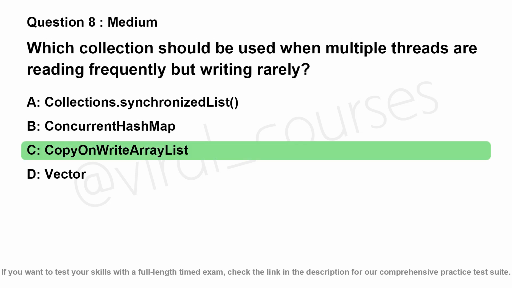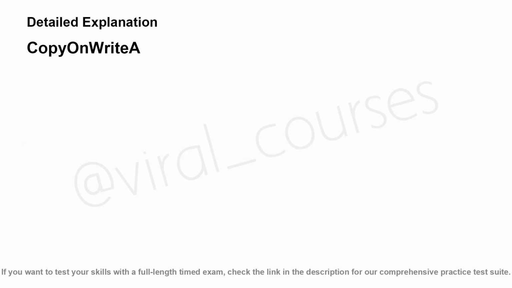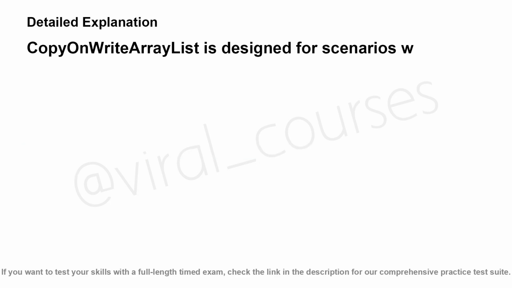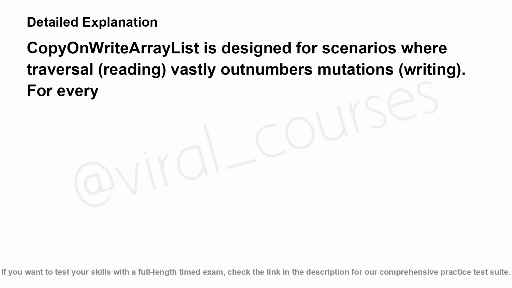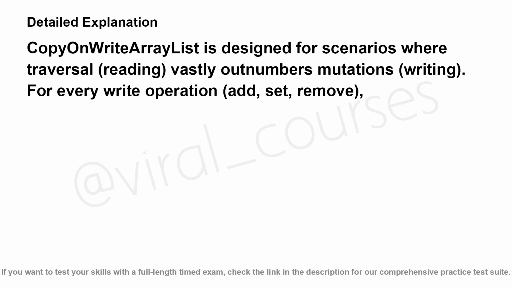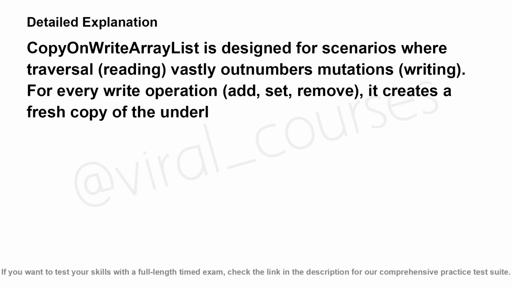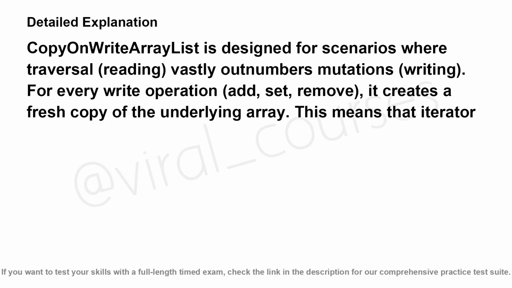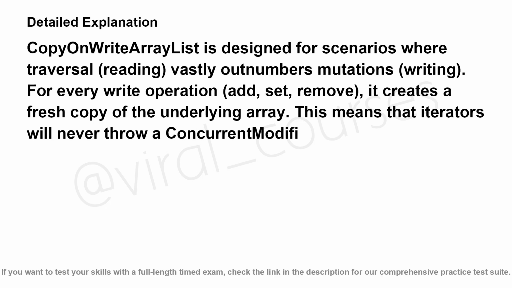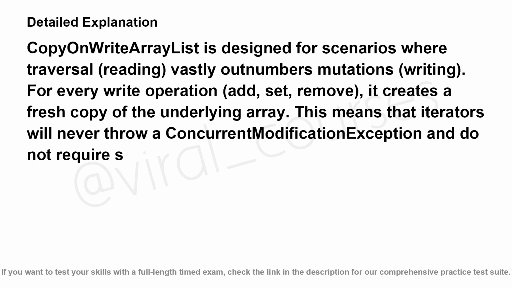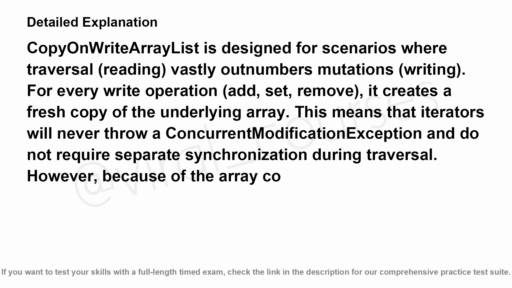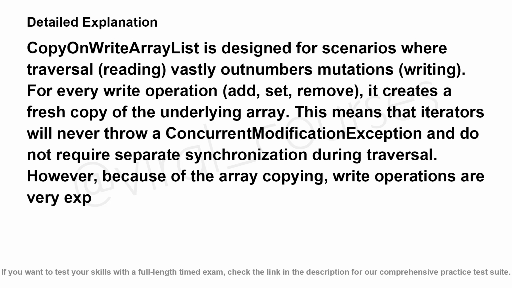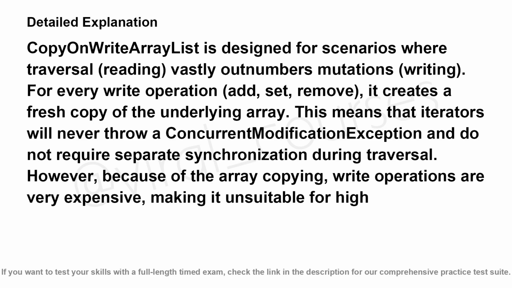The correct answer is C. CopyOnWriteArrayList is designed for scenarios where traversal, reading, vastly outnumbers mutations, writing. For every write operation, add, set, remove, it creates a fresh copy of the underlying array. This means that iterators will never throw a ConcurrentModificationException and do not require separate synchronization during traversal. However, because of the array copying, write operations are very expensive, making it unsuitable for high-frequency update scenarios.